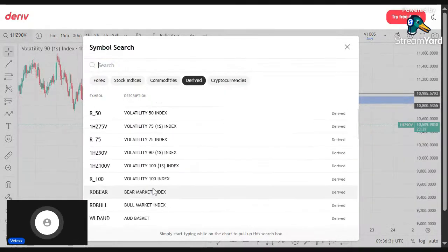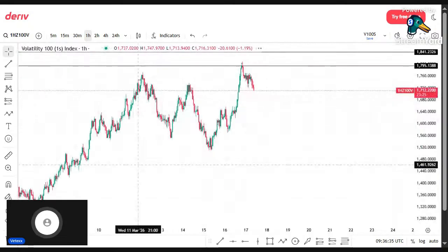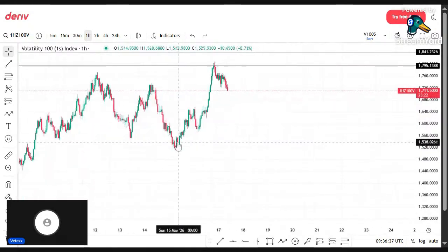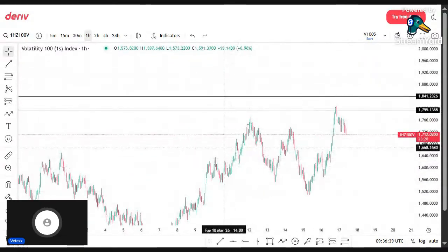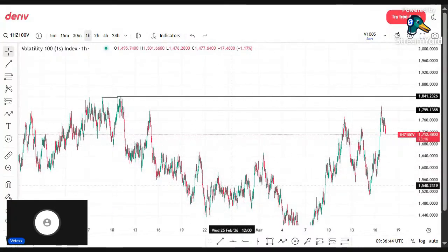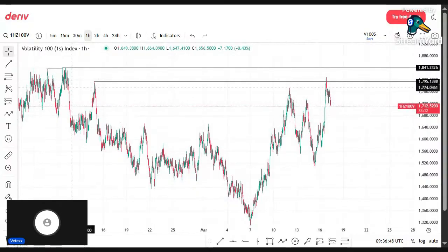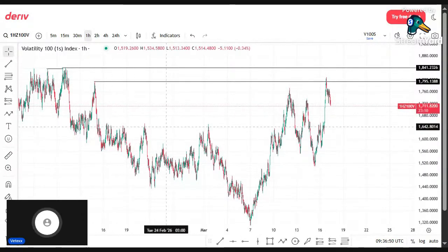So the next pair I'll be checking out is, after V91s, V100 index. I just analyzed V100 index, not quite long. It was supposed to be a sell structure, but it wasn't valid. So that was what I just explained during the market review. So we have a sell structure here on the 4-hour time frame.